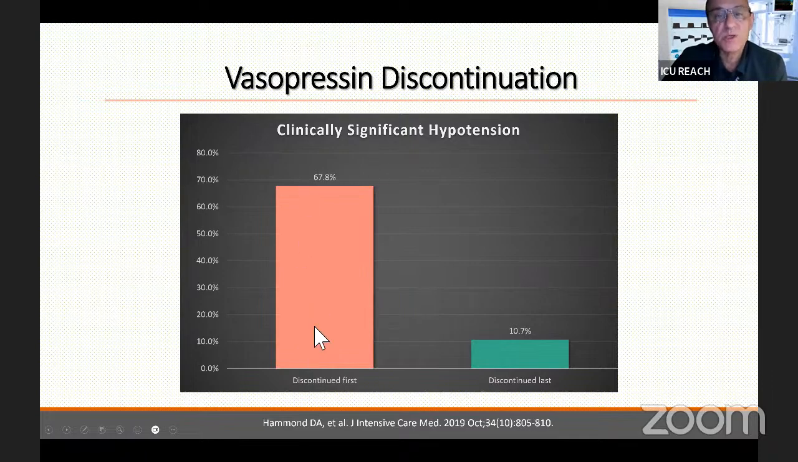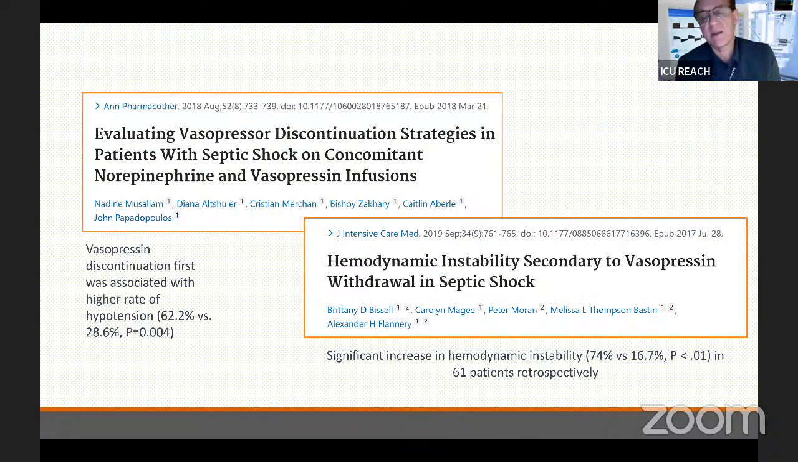If you stop the vasopressin first, the rate of hypotension was close to 70% compared to stopping the norepinephrine first, followed by the vasopressin. And this is also supported by two other retrospective analyses that show the same results. And we don't have any randomized controlled trials, but based on those retrospective analyses, you can probably consider stopping your norepinephrine, or weaning off norepinephrine, before stopping vasopressin.